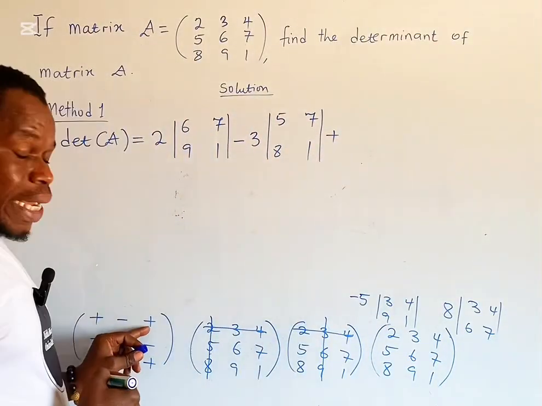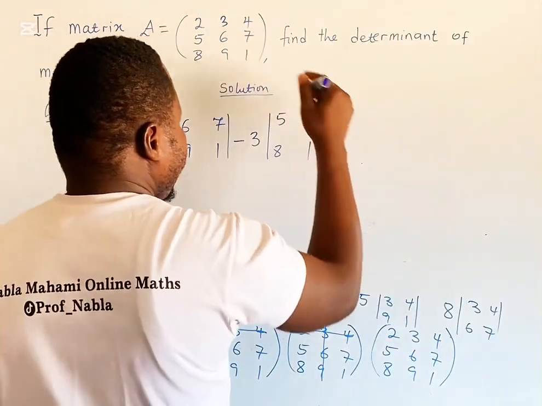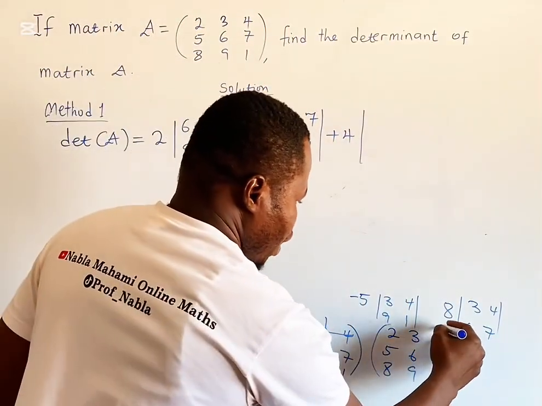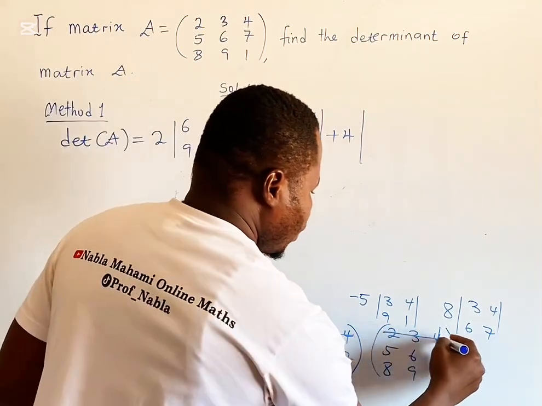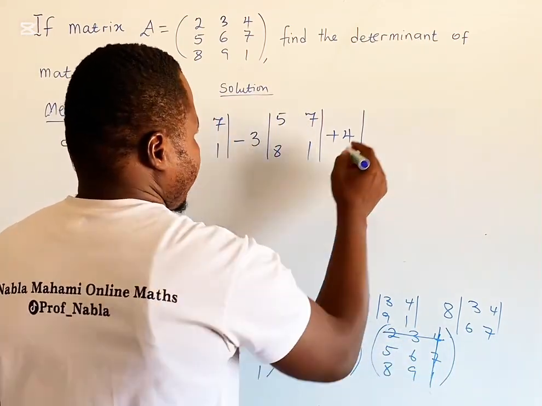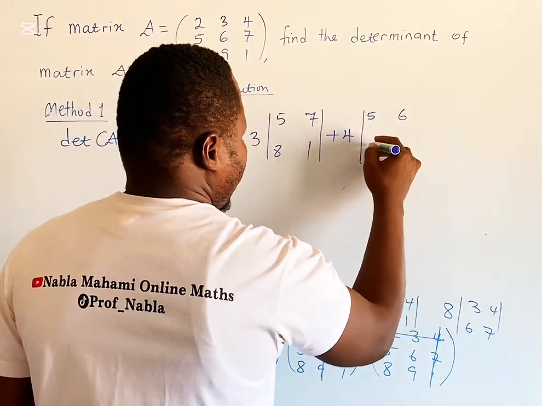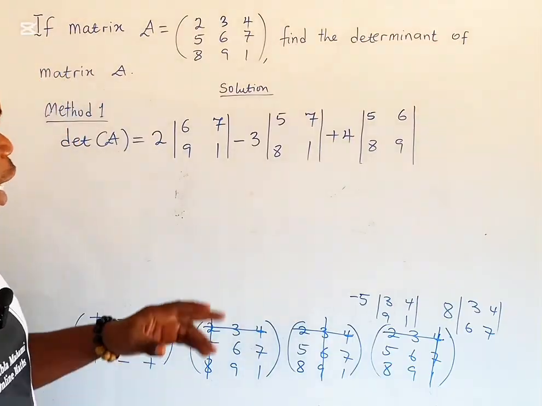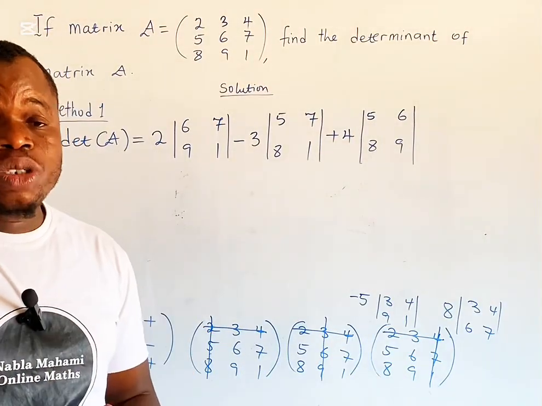Plus, because the next sign is plus. Then I'll bring 4 and find the minor of 4. So 4 is here. I will delete the column and delete the row. What I'm left with is 5, 6, 8, 9. All this, you can now use to find the determinant of matrix A.